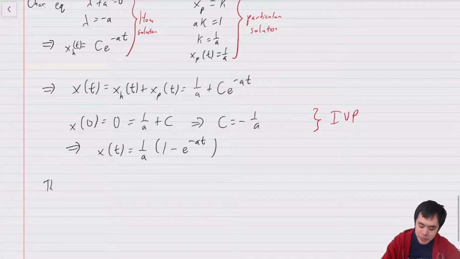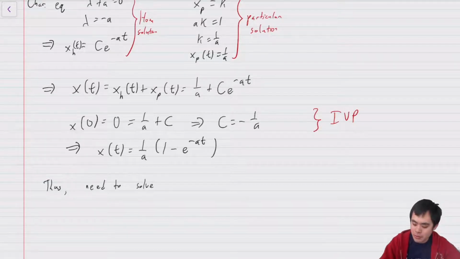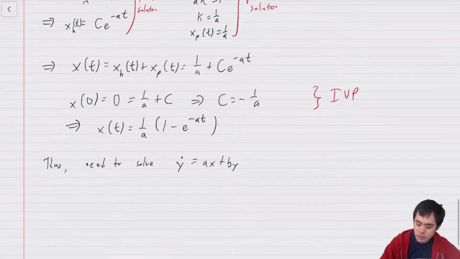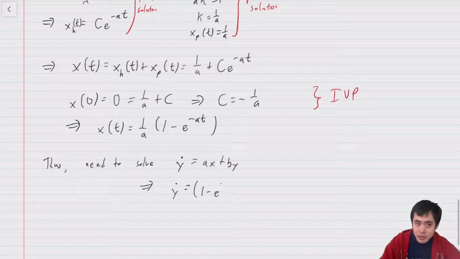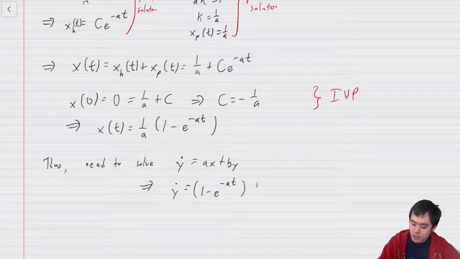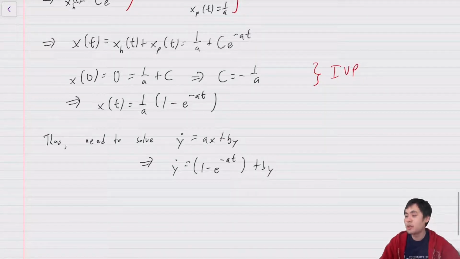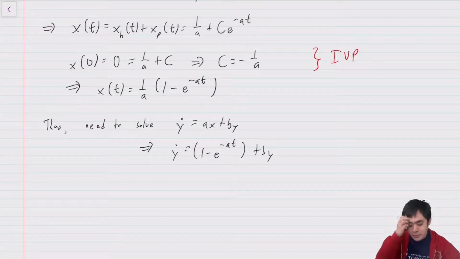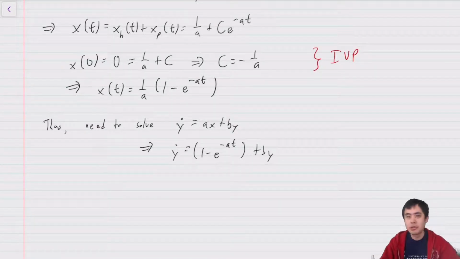And now that we have x of t, we can plug it back into y of t. Y dot is equal to ax plus by, which implies that y dot is equal to 1 minus e to the minus at, since when you multiply out, the 1 over a and the a cancel out, plus by. And this is also a first order equation, so you end up getting another first order differential equation.